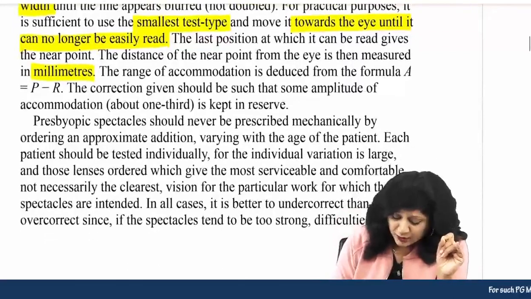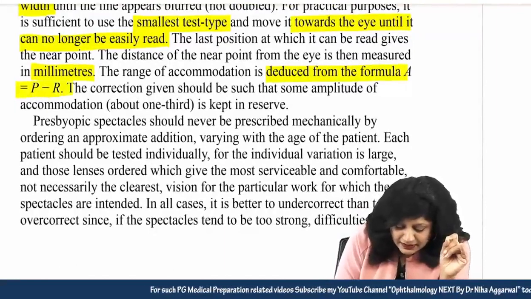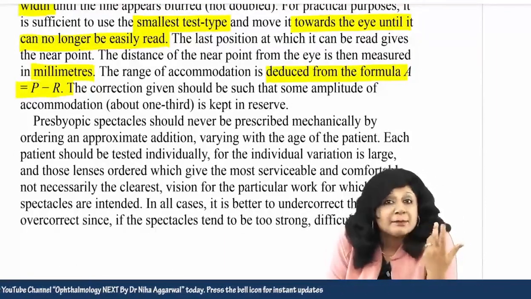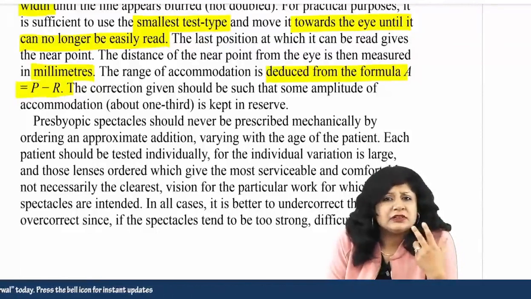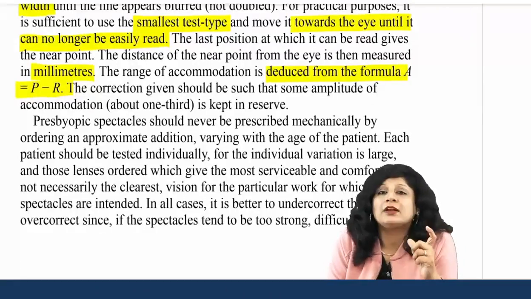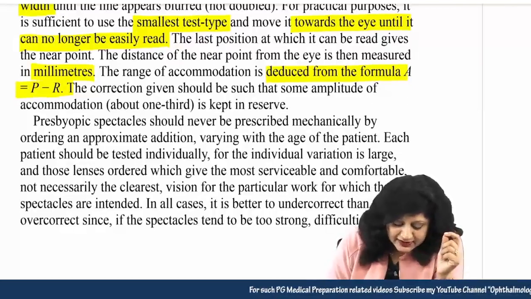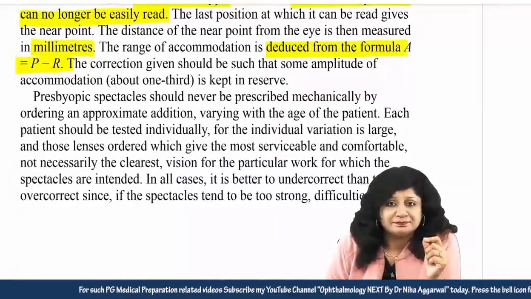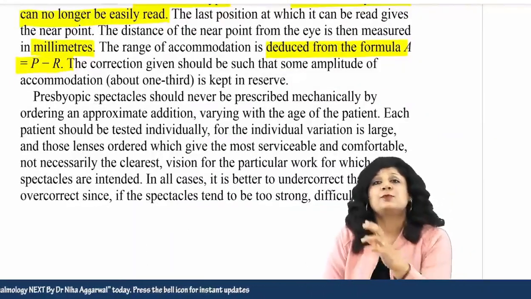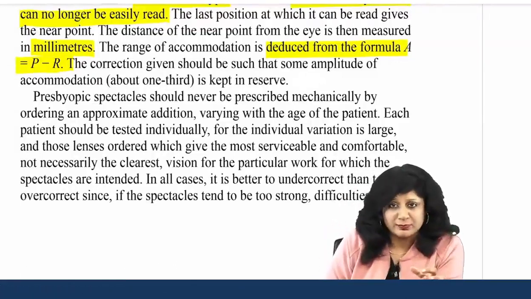The range of accommodation is obtained from the formula A is equal to P minus R. This is called the range of accommodation, or the amplitude of accommodation. You have got some numericals based on this, which show how to calculate the amplitude of accommodation. So this is actually A is equal to P minus R. You have to deduce the distance point, that is the position of distance vision, from the position of the near point.